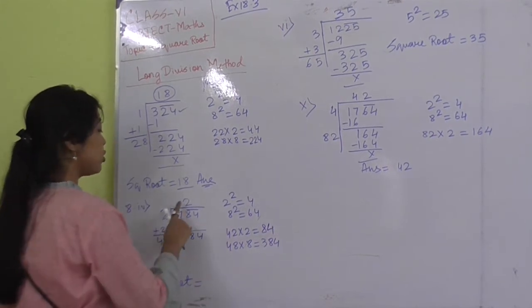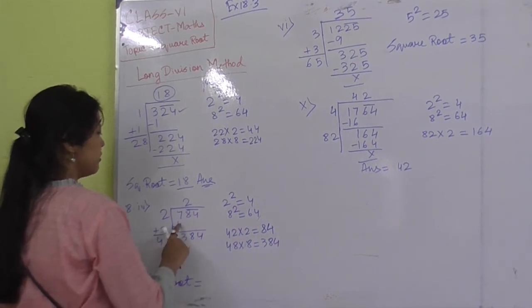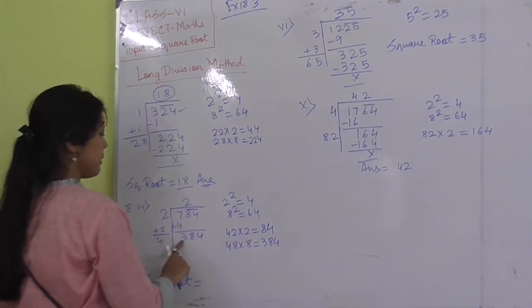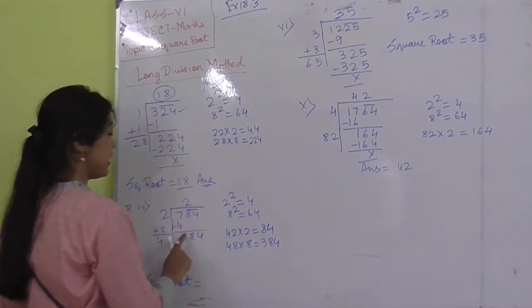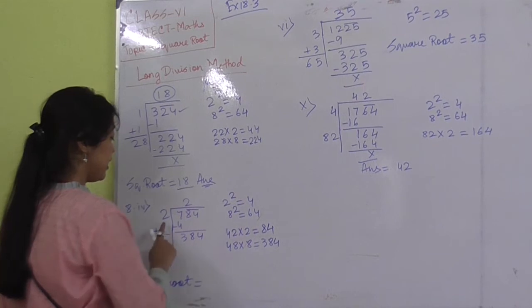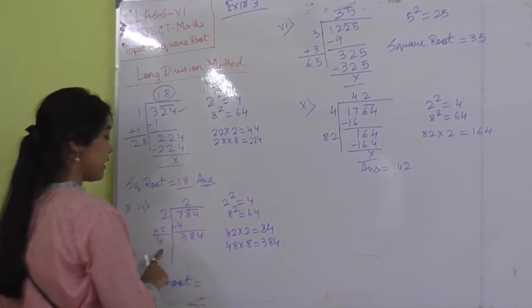So I am writing 2 into 2, which is coming as 4. Now 7 minus 4 is 3, and this 84 I am writing over here. Now 2 plus 2 is 4. You have to add the same number. Since it is 2 we have to add 2 only. So 2 plus 2 is 4.